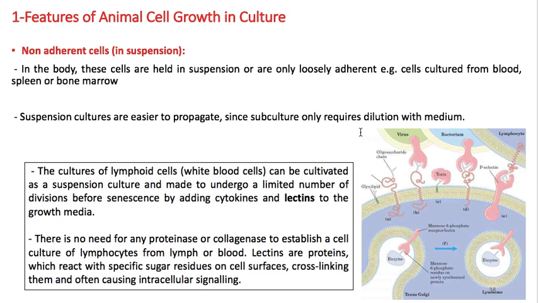Suspension cultures are easier to propagate since subculture only requires dilution with the medium. We don't use enzymes like trypsin to detach the cells, then count them again and put them in a new petri dish. No, in suspension it is a dilution of the solution. After homogenization we can take 1-2 milliliters of culture medium containing cells, and we can reseed a new container containing fresh medium.